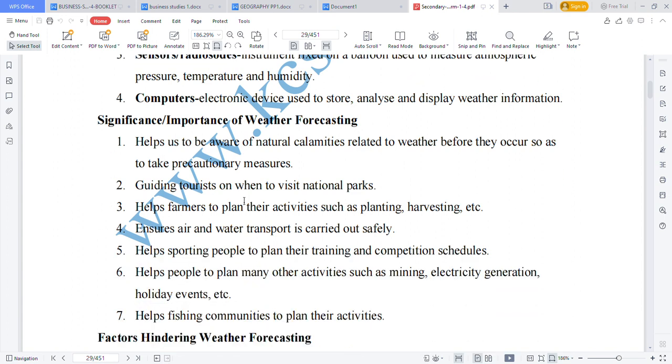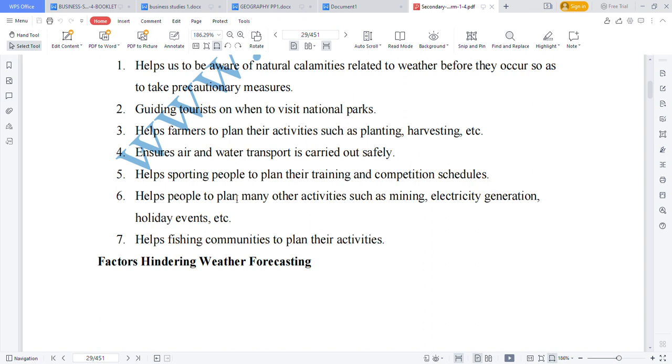What are some of the importance of weather forecasting or prediction? The first one helps us to be aware of natural calamities related to weather before they occur, to take precautionary measures. Number 2, guiding tourists on when to visit the national parks.